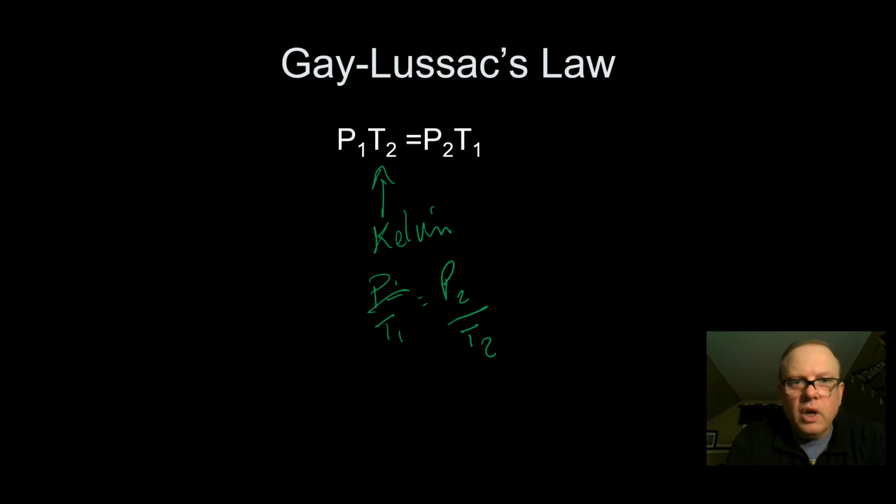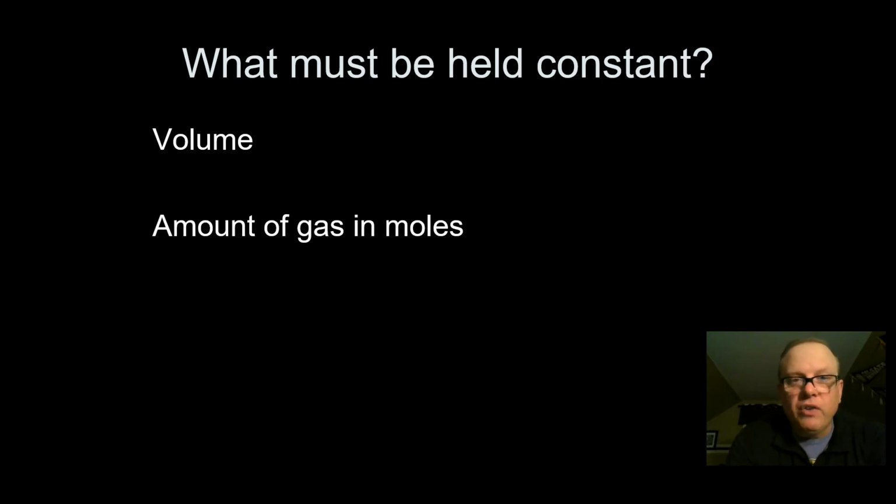In Gay-Lussac's law, what must be held constant? Two things. The first is the volume. The volume of the container can't change. If we change the volume, it's going to give us more area for collisions, and that's going to change our pressure. So we can't have that. We're going to keep the volume constant, and the amount of gas in moles has to stay constant. We can't add more gas or take gas away. Again, that's going to change the amount of collisions that we have in here.